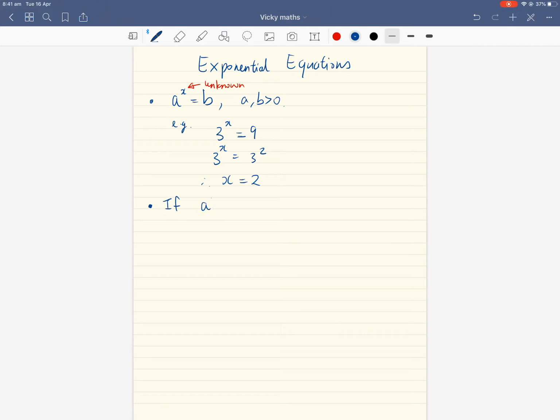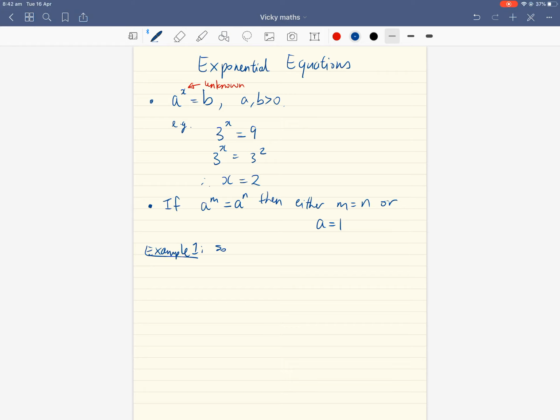If something to the power of m is equal to the same base to the power of n, then either the powers are the same, n equals m, or the base is 1, because 1 to the power of anything still gives me 1. So let's do some examples.